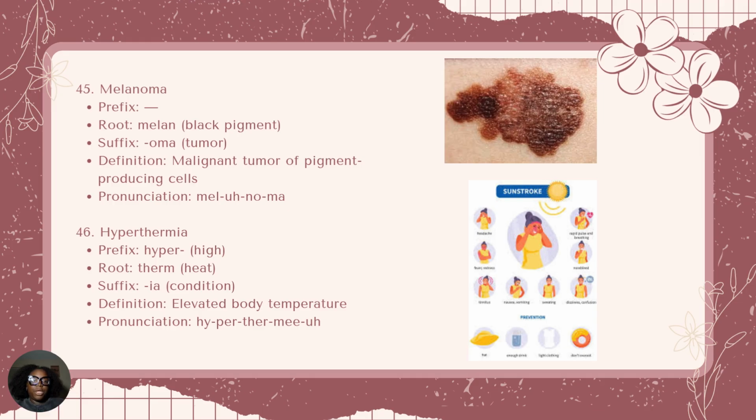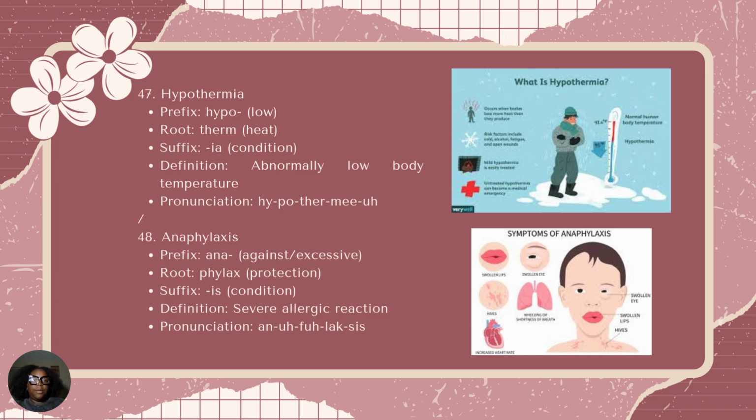And then we have hyperthermia, which is elevated body temperature, also referred to as heat stroke. And hyper is high, and therm is heat, and ia is condition. On the flip side, we have hypothermia, which is abnormally low body temperature, and hypo means low, therm is heat, and ia is condition. And then we have anaphylaxis, kind of like an allergic reaction, which is a severe allergic reaction, and ana means against or excessive, phylaxis means protection, and is condition.